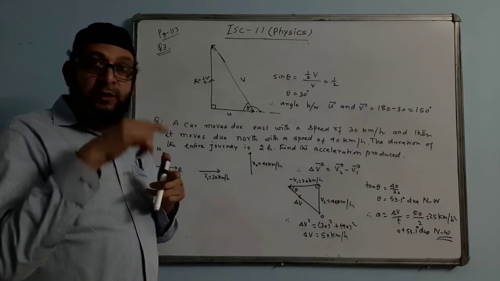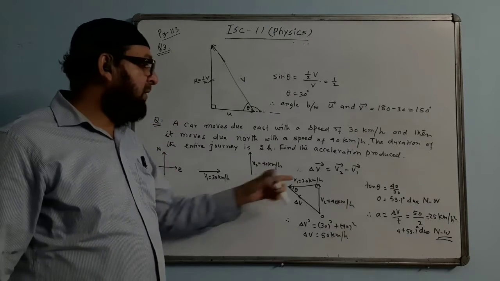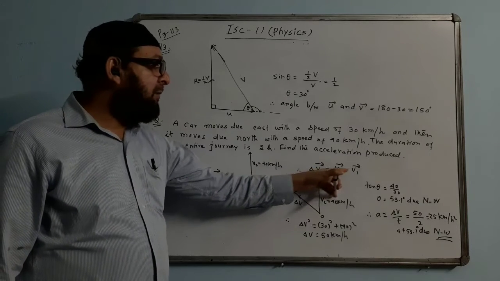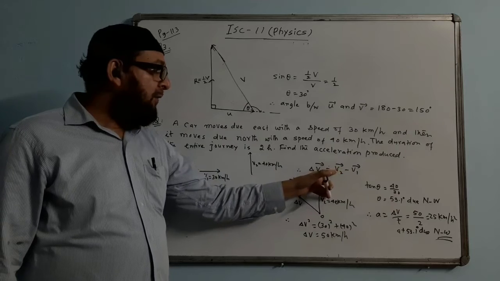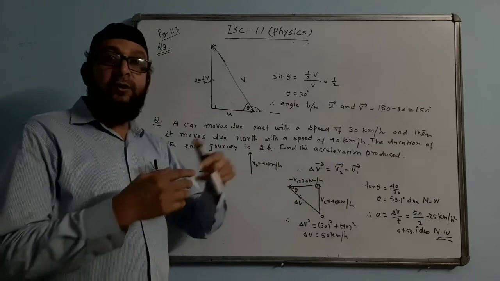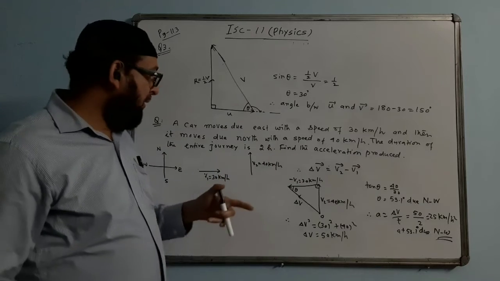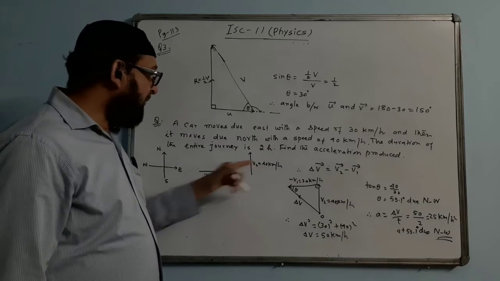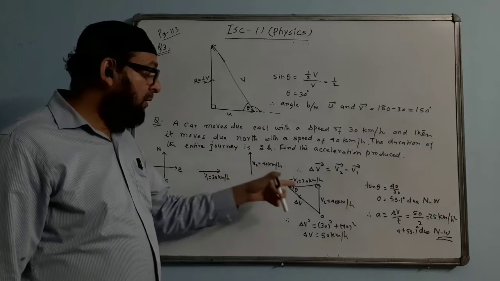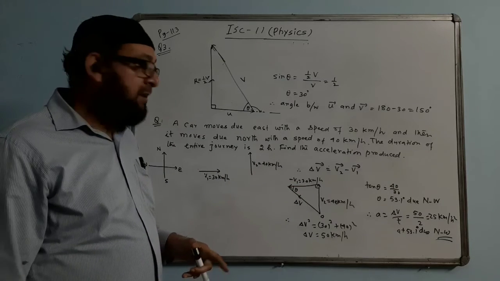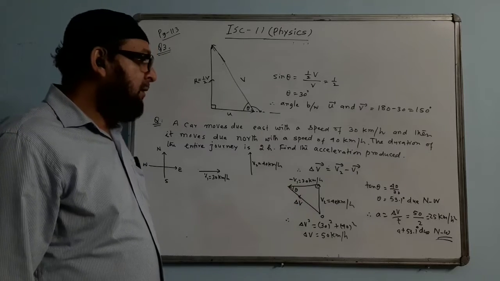Acceleration is change in velocity upon time. We will first find the change in velocity, delta V, that is final velocity minus initial velocity. Velocities are vector quantities, so we are going to subtract them. We are finding the difference, but we cannot simply subtract. We can't directly write 40 minus 30. We have to follow the law of triangle or the law of parallelogram. For the sake of simplicity, we will follow the law of triangle.